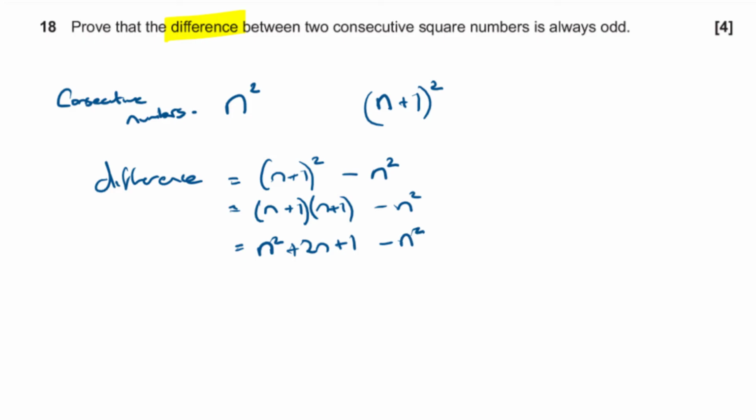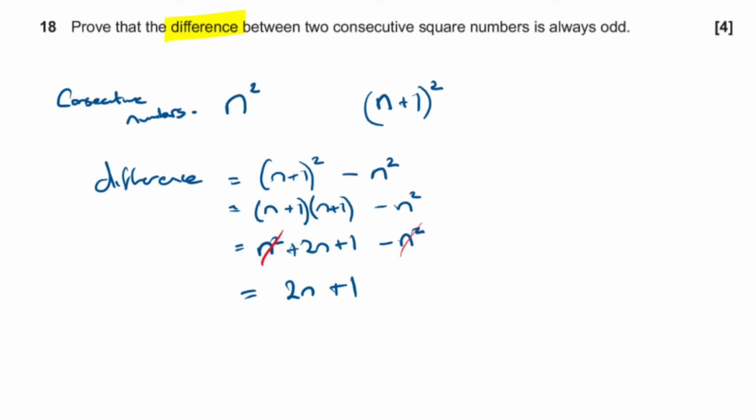And then I've got that minus n squared from there. So that one and that one are going to cancel out. And that is going to leave me with 2n plus 1. So the difference is 2n plus 1.